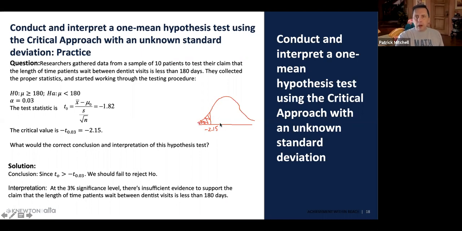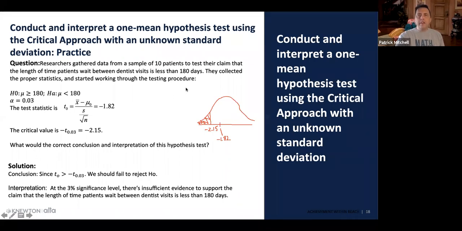Okay, so negative 1.82 falls somewhere to the right of negative 2.15, which is outside the critical region. So this is going to be a fail to reject the null hypothesis. Since the calculated test statistic is greater than the critical value, and this is a left tail test, we should fail to reject the null hypothesis, which means at the 3% significance level, there is not sufficient evidence to support the claim that the length of time patients wait between dentist visits is less than 180 days. There is not sufficient evidence to support that claim.